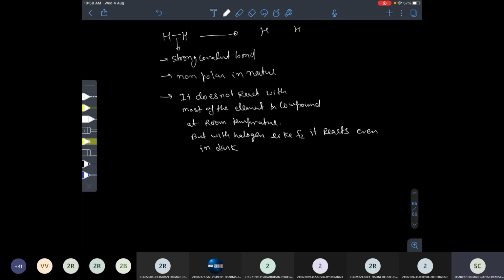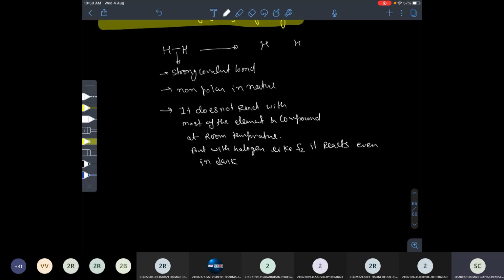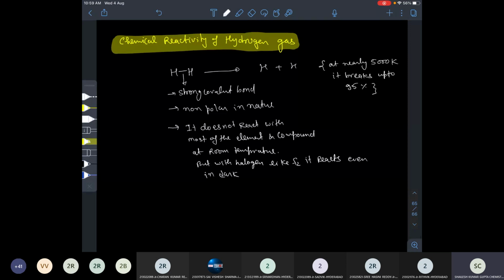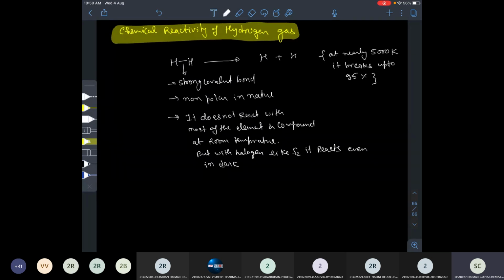They are so reactive because one of the weakest bonds that we have among the elements is there in case of halogen, right? So just for your knowledge only, I'm putting this in. At nearly 5000 Kelvin, it breaks up to approximately 95%, I'm telling you. Just for your knowledge only. So you can't think that, okay, hydrogen will react with anything very easily, right? So let's start writing one by one.